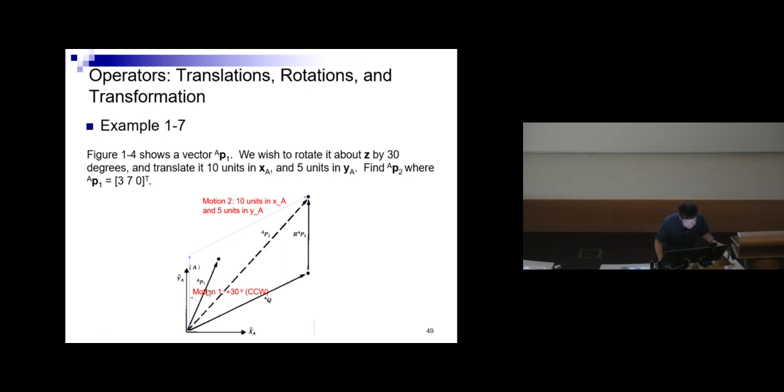So this is the initial point, and this is the 30 degrees positive rotation. Don't always assume that the point has to rotate from the principal axis. You rotate by 30 degrees counterclockwise, and after the rotation you have a translation of 10 units in the x-axis and 5 units in the y-axis. So you end up with this point over here. You have motion 1 and motion 2.